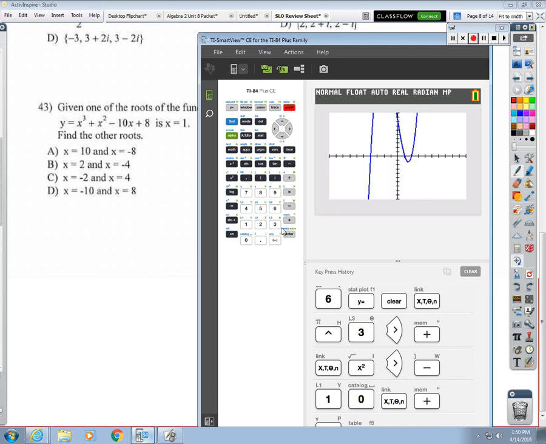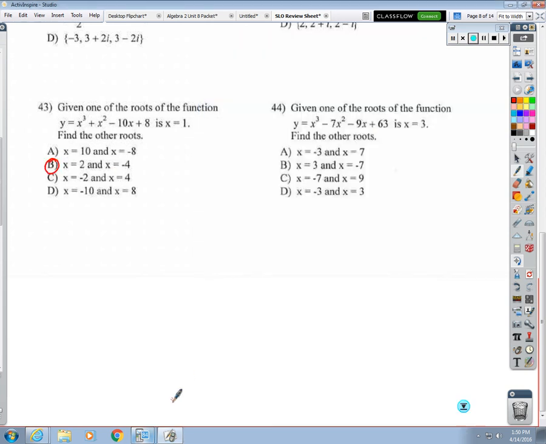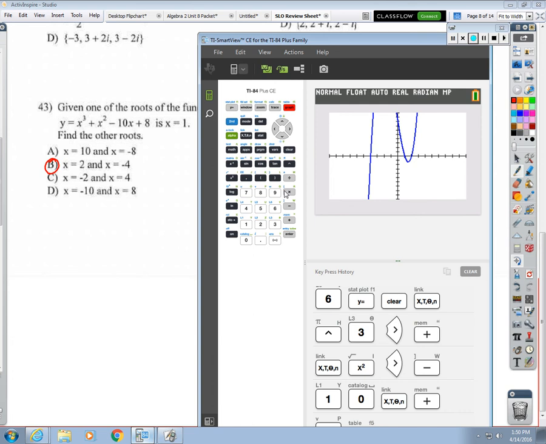Okay, now we see that it has three roots, three x-intercepts. One of them's at positive 1, which is the one they already listed for us. Where are the other two? 2 and negative 4, which is B. Now, sometimes students get confused and they might put C, the opposite. But think about it. Didn't they tell us the first one was at positive 1? Doesn't it cross at positive 1? So there's no switching signs on those.